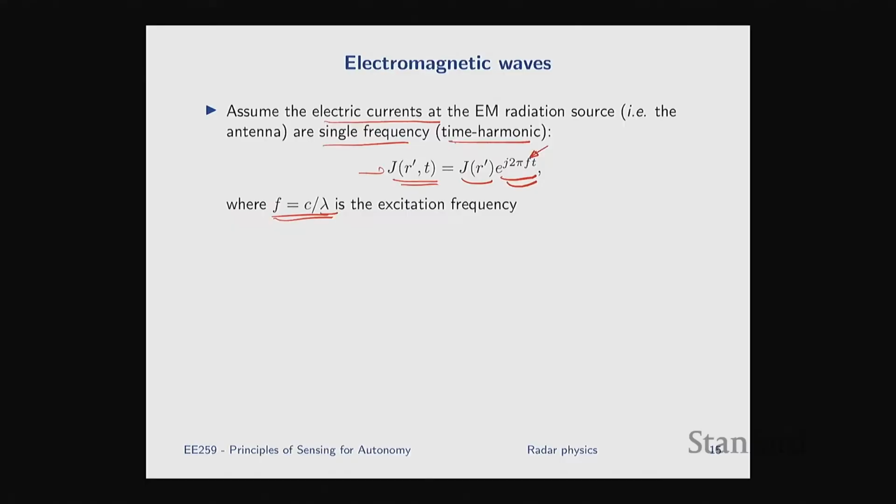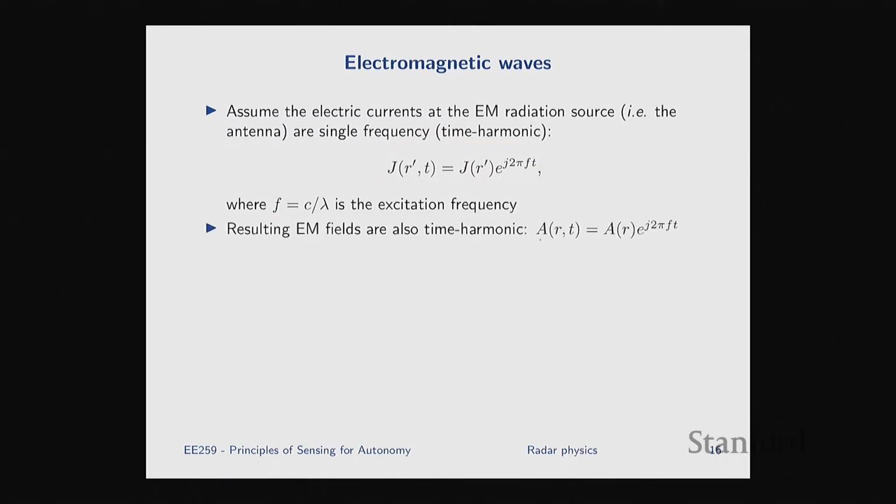So with this assumption for J, our A, the magnetic vector potential, also becomes time harmonic. So our A of r and t, we can write it as some A of r, which is the spatial dependency, and the temporal dependency is just e to the j 2 pi f t, which is a pure harmonic. Now that very general integral we had in the previous slide can be simplified for this case.